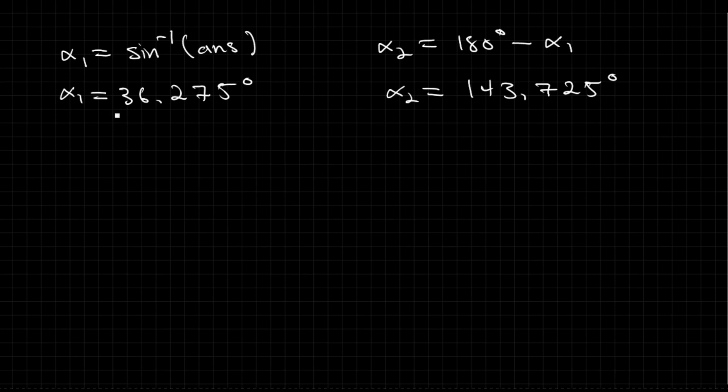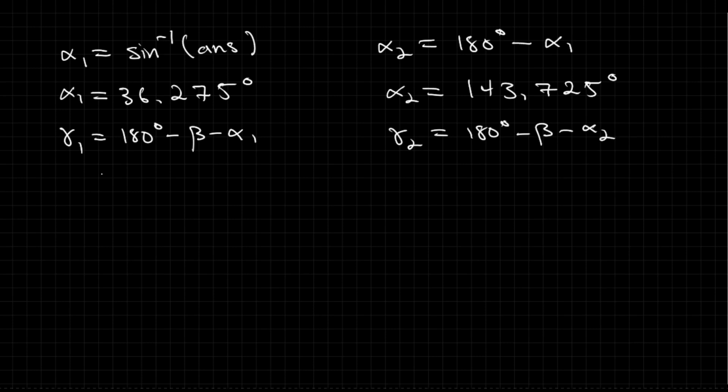And we can continue. We can find our last angle, which for our first triangle, I'll label gamma 1, and for our second triangle, I'll label gamma 2. So gamma 1, that's going to be 180 degrees minus beta minus alpha 1. And gamma 2, that's going to be 180 degrees minus beta minus alpha 2. When I do this calculation for gamma 1, I get 118.725 degrees. And for my gamma 2, I get 11.275 degrees.